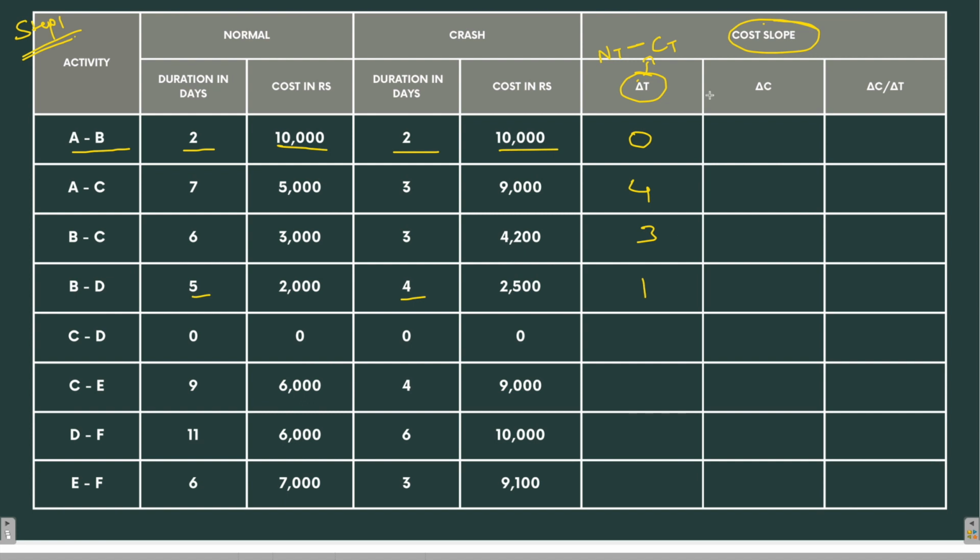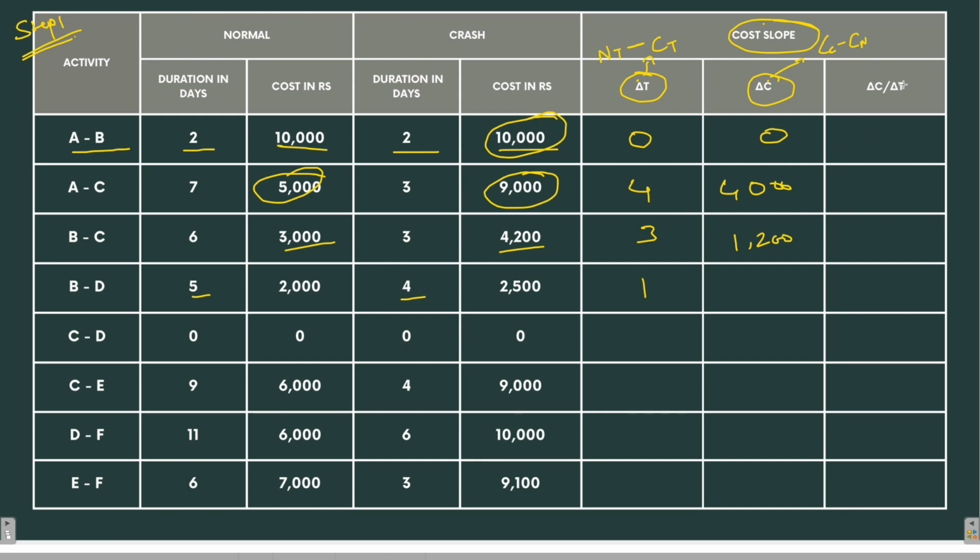Now what is delta C? Delta C is the difference between the crash cost and the normal cost. We know that crash cost is always greater than the normal cost, as you can observe here, 9,000 and 5,000. So it will be crash cost minus normal cost. 10,000 minus 10,000 is 0. 9,000 minus 5,000 is 4,000. 4,200 minus 3,000 will be 1,200, if I'm not wrong. Like that, we'll fill up the table.